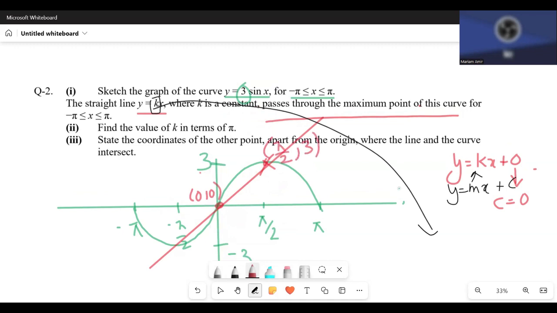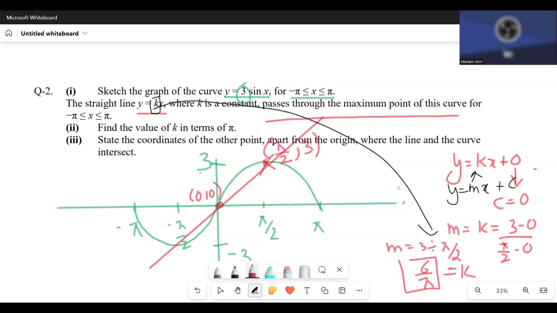Now I'm going to use coordinate geometry here and get the value of m, which will be the value of k, which is (y2 minus y1) over (x2 minus x1). So it is 3 upon pi by 2, or 3 divided by pi by 2, which becomes 6 upon pi after taking the reciprocal of pi by 2. Okay, so the gradient, or k, comes out to be 6 upon pi.